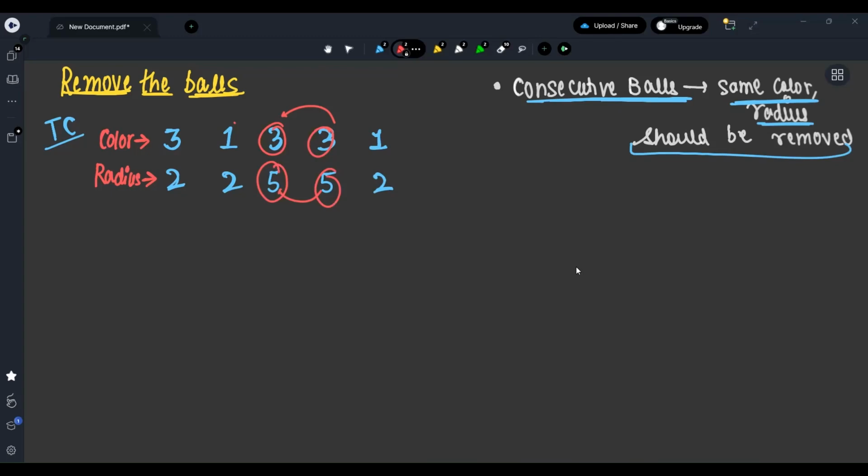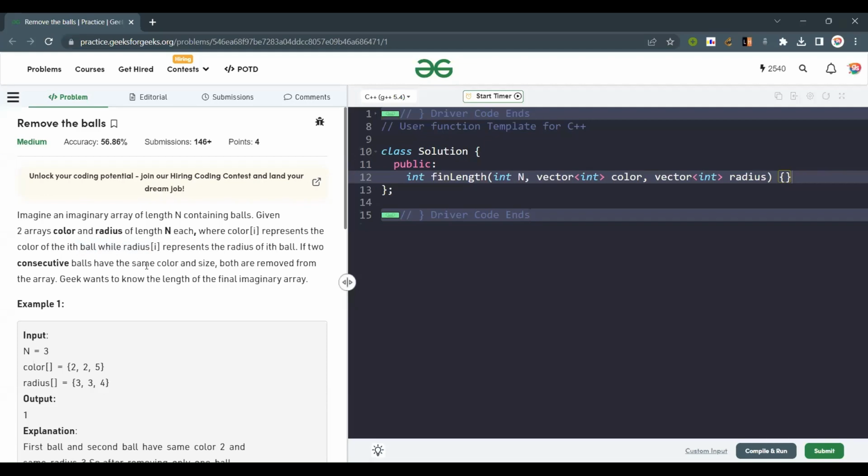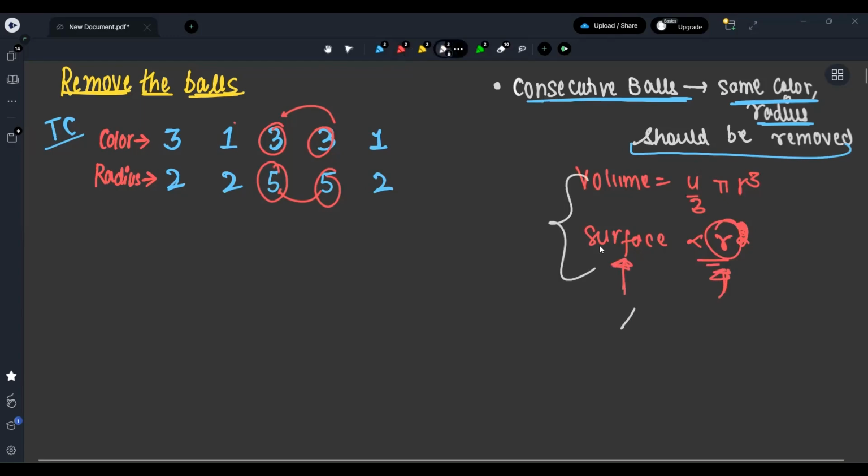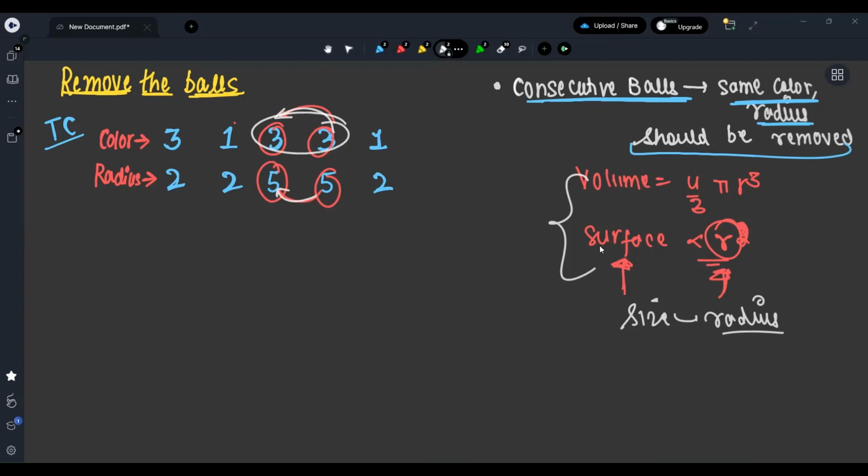They are saying in the question the same size. For size, you can consider that the volume is 4/3 pi r cube, and surface area is somewhat proportional to radius square. So obviously, if the radius increases, the surface area will also increase. So it is a directly proportional relation, so we can say size as radius also. So I will say yes, they have the same radius and the same color, so we should remove them. Both will be removed. So the new array will become 3, 1, 2, 2.